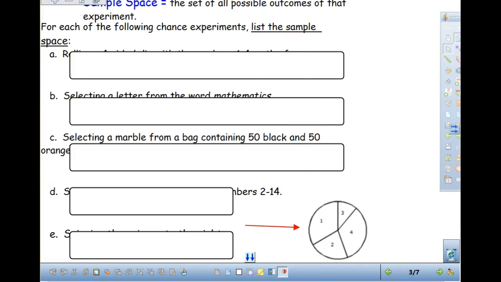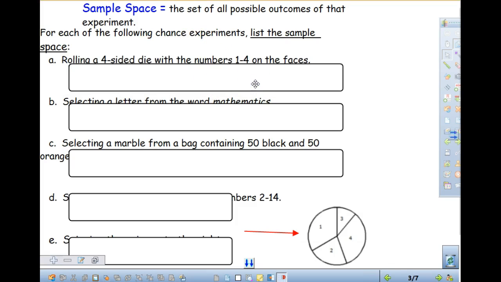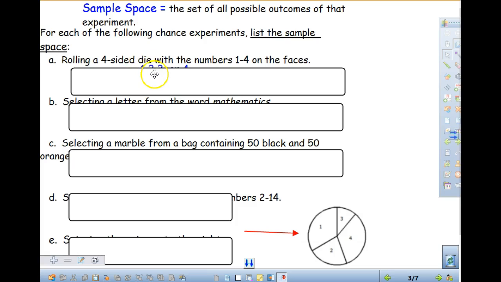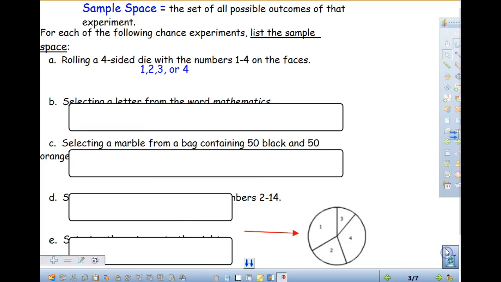So we are going to be taking a look at our sample space. What is a sample space as we are looking at this? That's the set of all possible outcomes for our experiment. For each of the following, we want to list the sample space. If I roll a 4-sided die with the numbers 1 to 4 on the faces, and I ask you to list the sample space, you should write down the numbers 1, 2, 3, 4. Those are my outcomes.